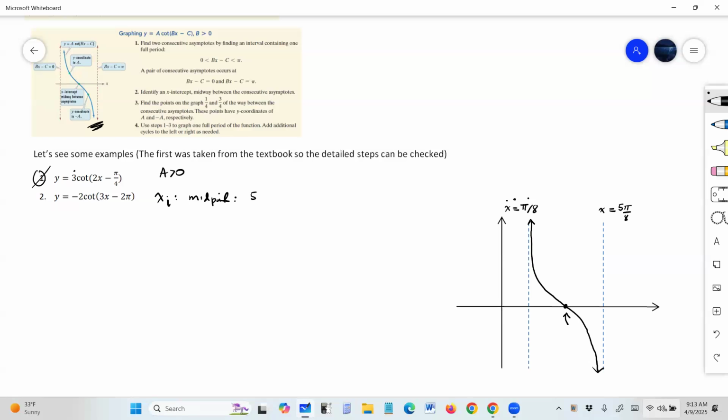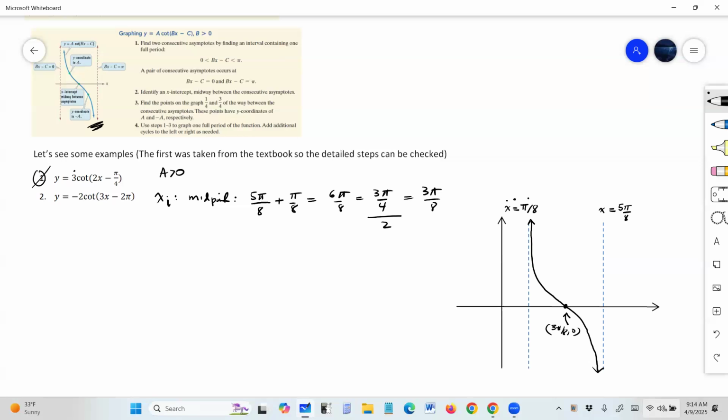So how do I find the midpoint? Right asymptote plus left asymptote, divided by 2. So this is obviously 6 pi over 8, which is 3 pi over 4, divided by 2, which is obviously 3 pi over 8. Okay, so this is the location of 3 pi over 8.